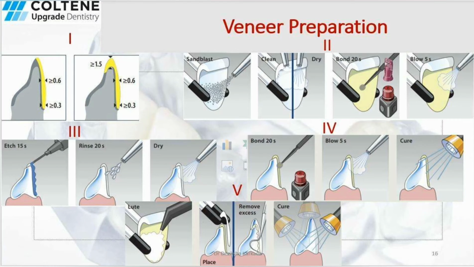For a veneer preparation, the minimal cervical thickness is 0.3 mm and labial thickness is 0.6 mm. Secondly, it is sandblasted and bonded. Thirdly, the tooth is etched, rinsed and dried. Fourthly, it is bonded and then cured using the curing light. And fifthly, a suitable luting agent is used to insert the veneer in the suitable place, and it is light cured.